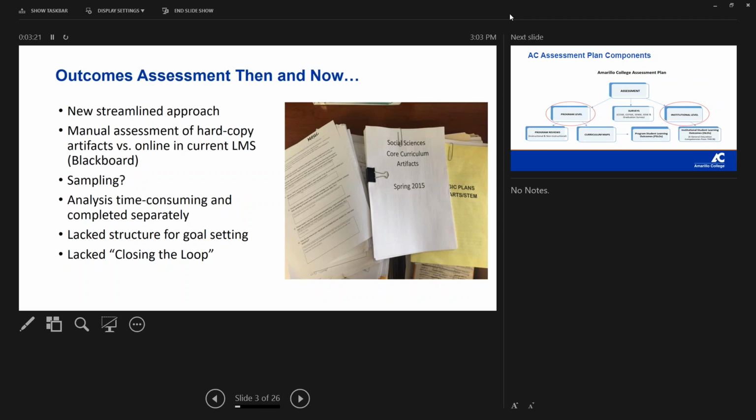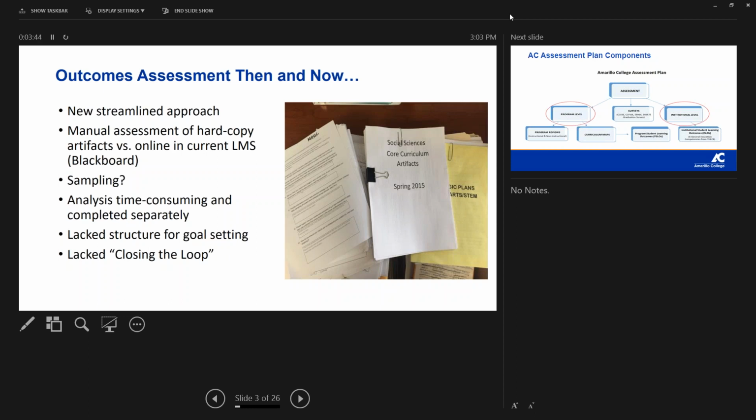Before now, we also didn't practice sampling methods, so everything that you see on the right here in stacks for music and social sciences, they were assessing every student artifact across all the sections. Now we have the opportunity to put in a sampling formula in the actual outcomes assessment tool, and I'll show you all of this a little bit later.